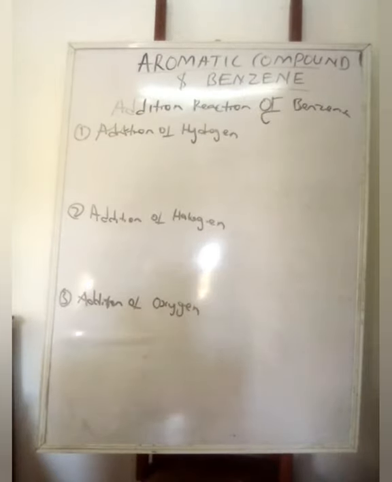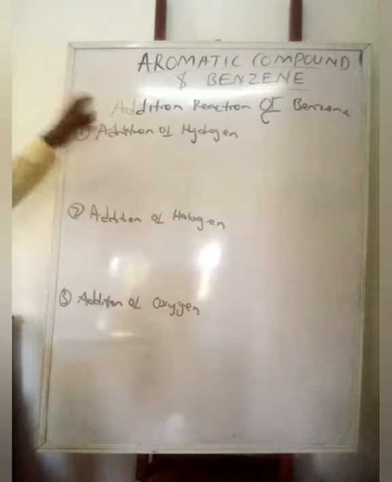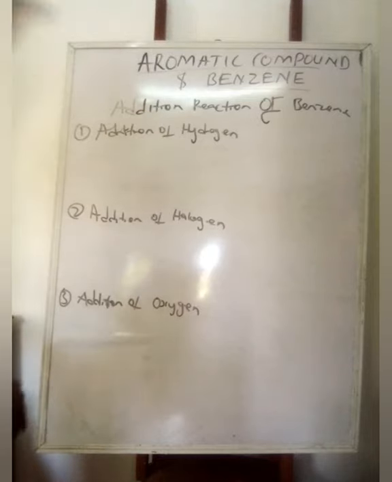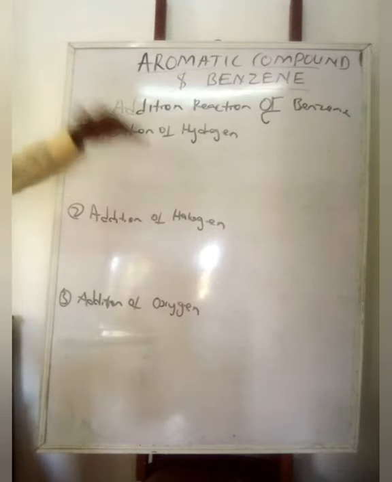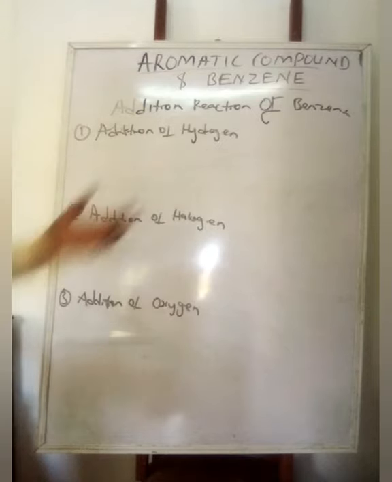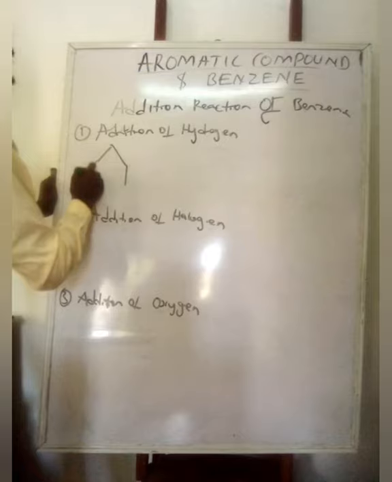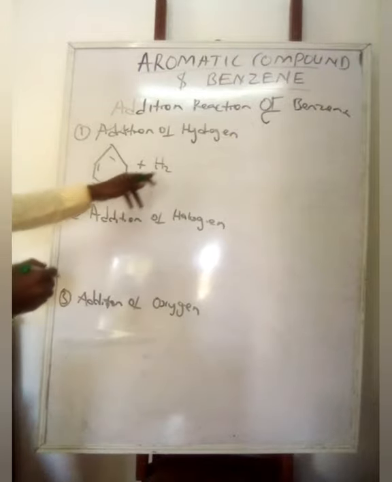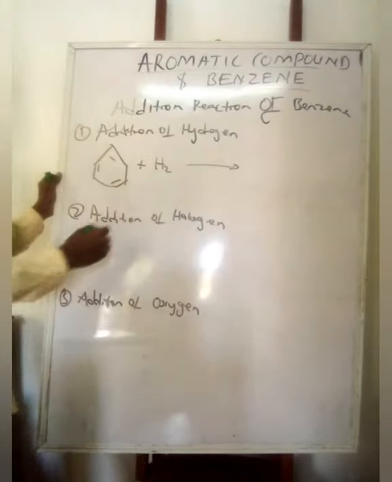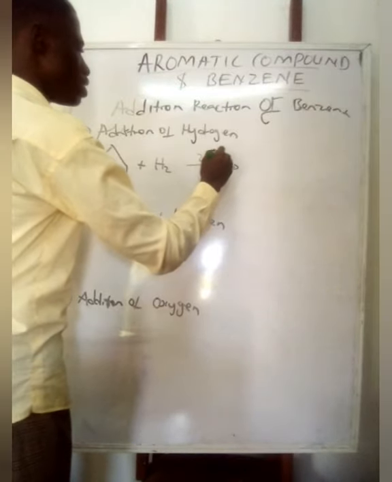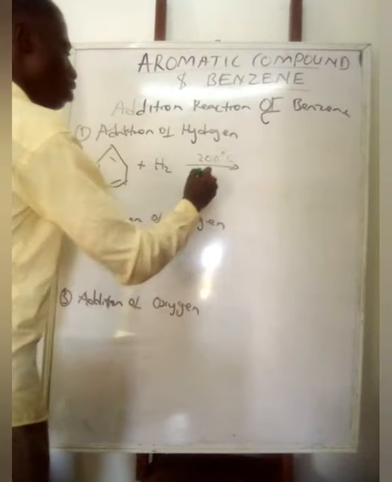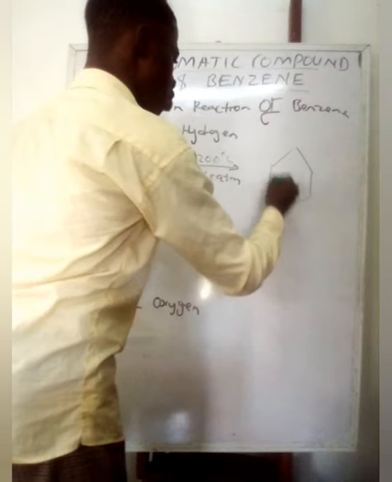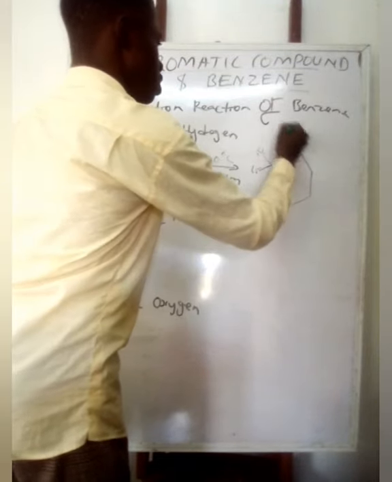So let's talk about the addition reaction of benzene. Now this reaction is going to destroy and change the structure of the benzene. So this reaction is going to take place at a particular condition. Now let's have the benzene reacting with hydrogen. Now for this to react, our temperature must be 200°C, and our pressure must be 10 atmospheres. This is going to form cyclohexane.